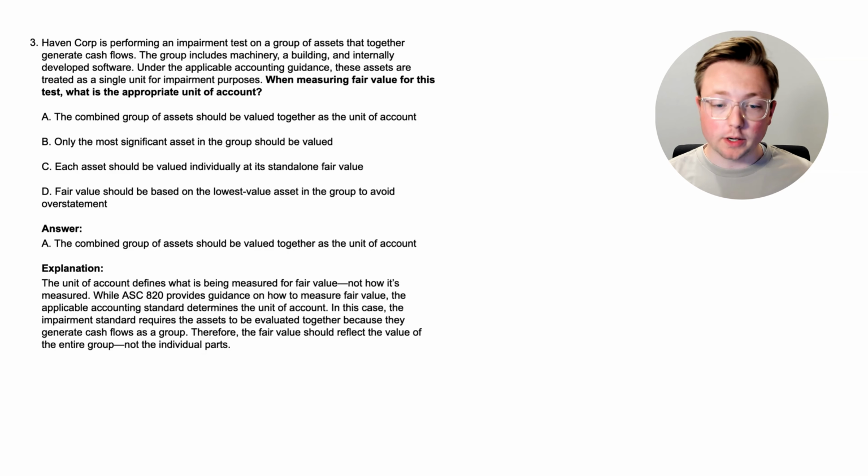While ASC 820, which by the way is the guideline for all this, but you probably don't need to actually know that specific number or that specific name, so don't worry too much about that. While ASC 820 provides guidance on how to measure fair value, the applicable accounting standard that we're dealing with in whatever the question is determines the unit of account. In this case, the impairment standard requires the assets to be evaluated together because they generate cash flows as a group. Therefore, the fair value should reflect the value of the entire group, not the individual parts.